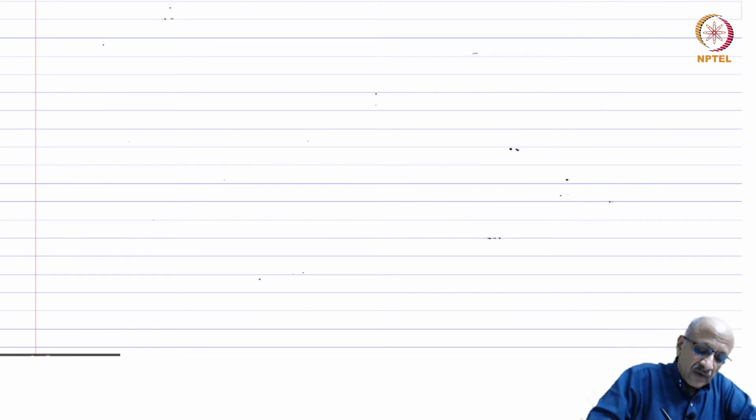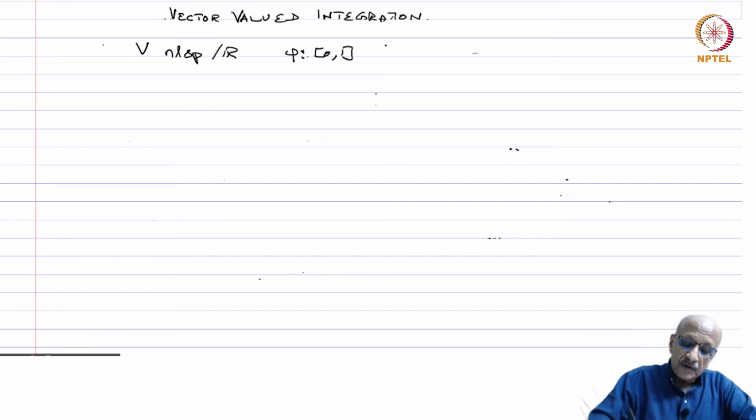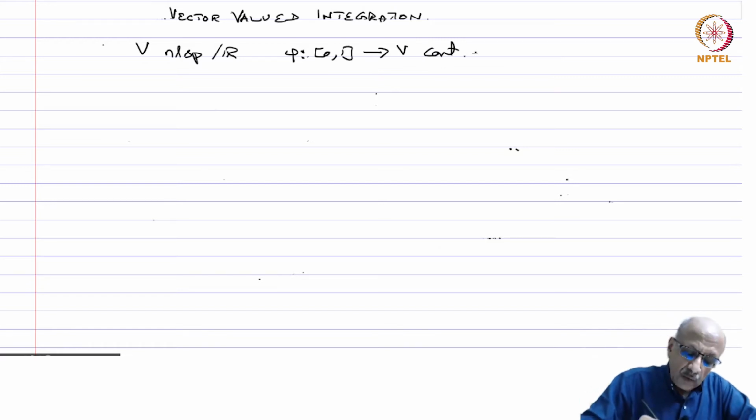Okay, we will now discuss vector valued integration. So let us take V to be a normed linear space over R, and let phi, for instance, be a function from 0, 1 to V, let us say continuous. So we want to give a meaning for the integral from 0 to 1 of phi of t dt.